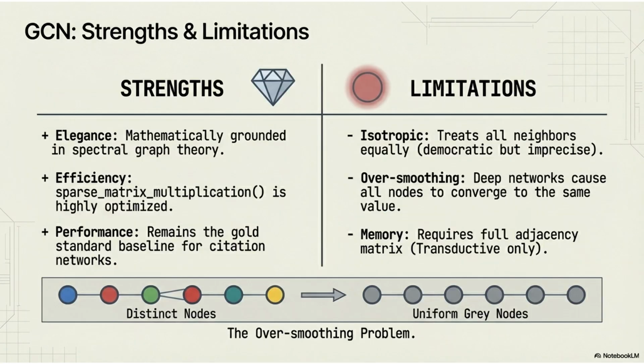Graph convolutional network strengths and limitations. Here we are showing some strengths and limitations of graph convolutional networks. The strengths are elegance, efficiency, and performance. The limitations are that it is isotropic, suffers from oversmoothing, and has memory costs.